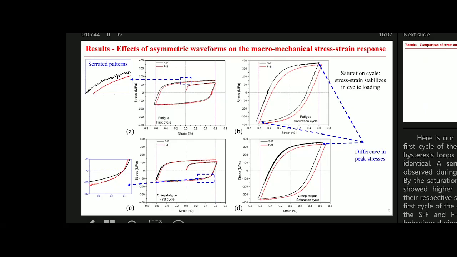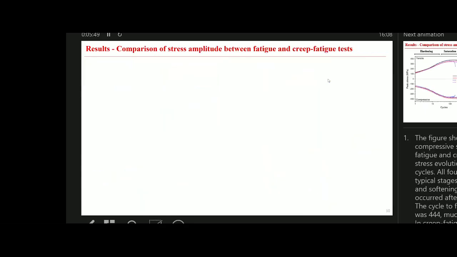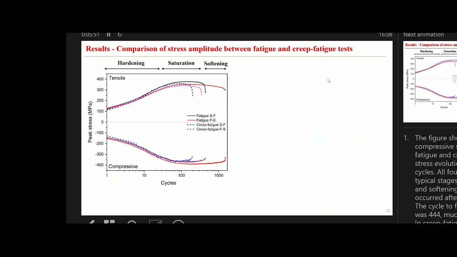These results lead us to examine the difference in the peak stress evolution. This figure shows the peak stress in the tensile and compressive directions in all four tests, plotted against the load cycles. First, all four specimens exhibited a typical stage of hardening, saturation, and softening. And the saturation stage occurred around 50 cycles after the test starts.